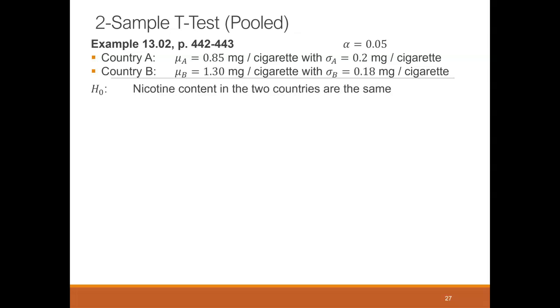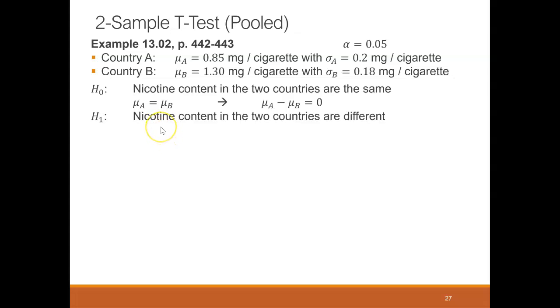So we start by writing our two hypotheses. Hypothesis 1, the null, is that the nicotine's the same in both countries. So we can say that the two means are the same, or that their difference is 0. These are both equivalent ways to say the same thing for a null hypothesis. Or the alternative is that the nicotine content is different. So we can say that they're not equal, or that their difference is not 0. Either of these approaches is fine. It does not matter which way you write it.